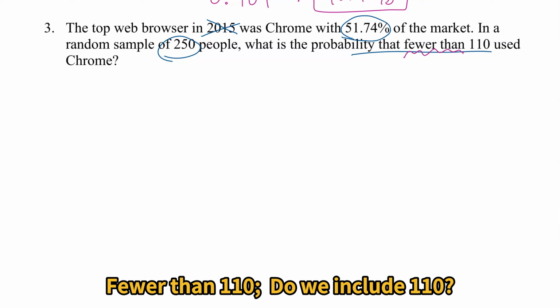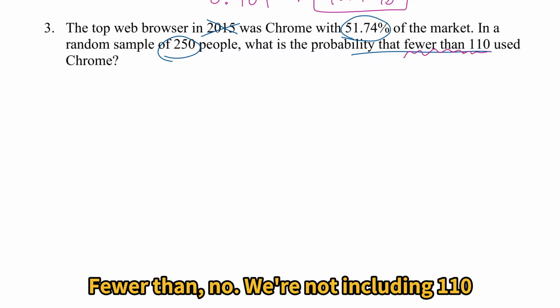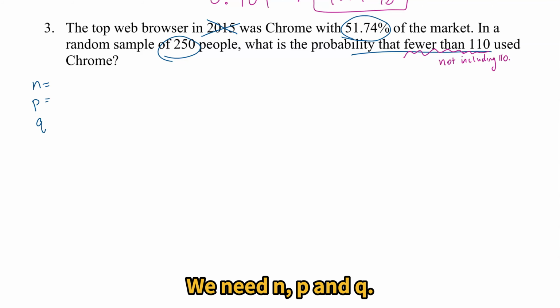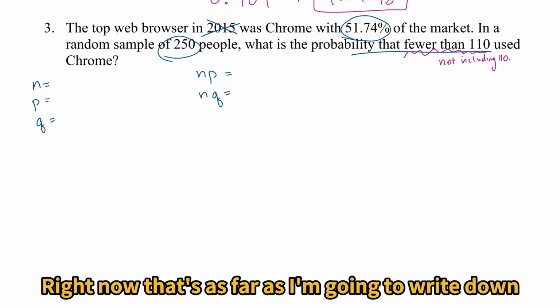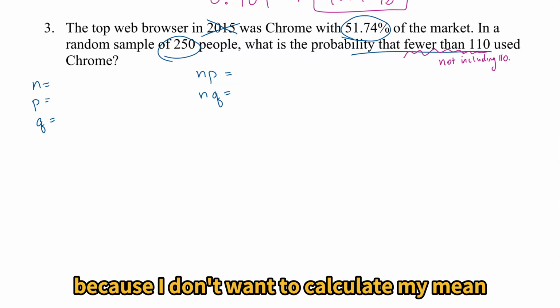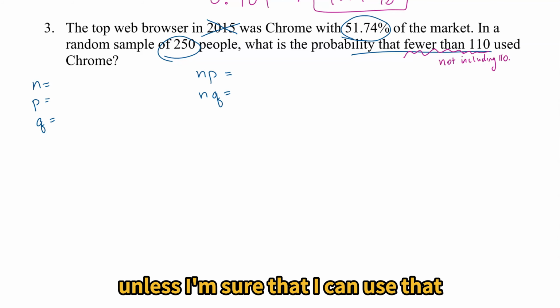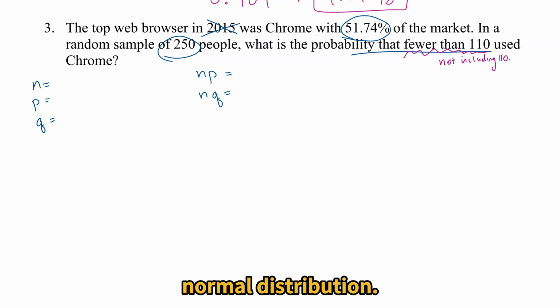Fewer than 110. Do we include 110? Fewer than? No, we're not including 110. We need n, p, and q. Then we'll need to check n times p and n times q. Right now that's as far as I'm going to write down because I don't want to calculate my mean and my standard deviation unless I'm sure that I can use that normal distribution.